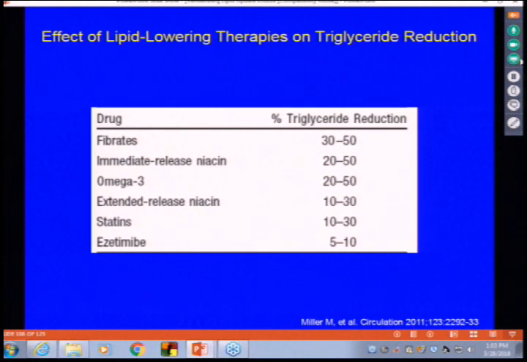Statins, 30% is probably generous. Most trials would say you get about a 10%, but these big 3 are fibrates, niacin, omega-3 fatty acids, and typically a lot of the people who have high triglycerides are diabetic and they're already on a statin.